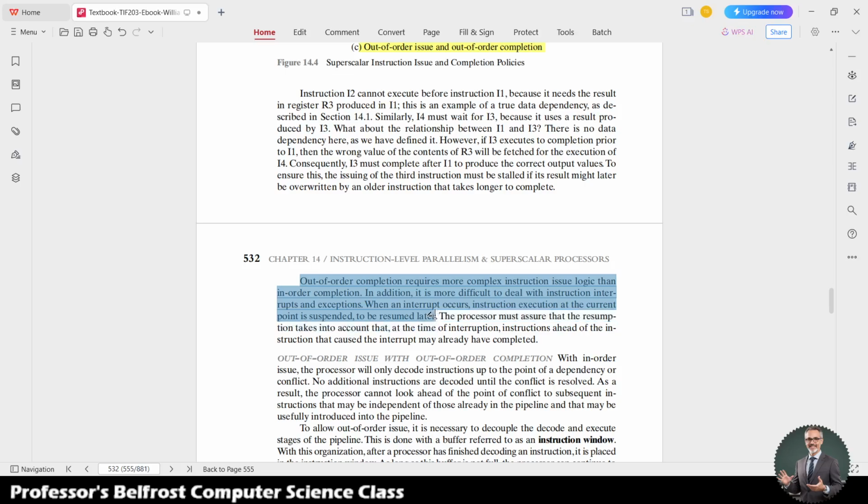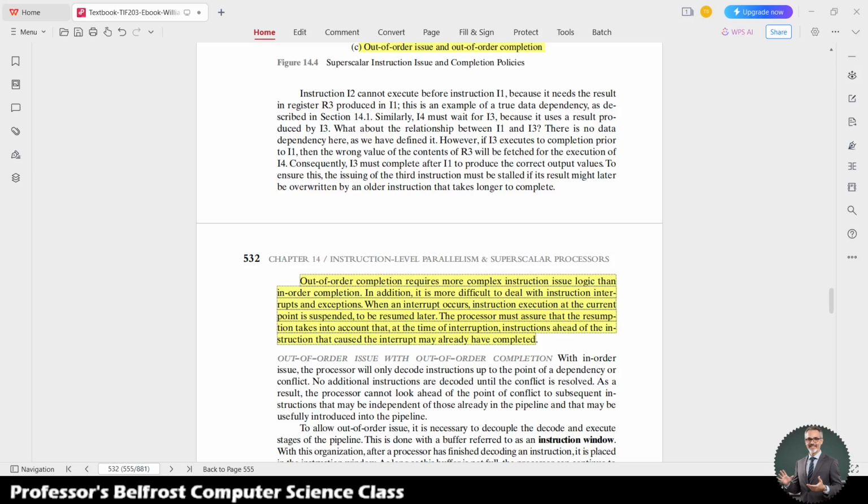Because when an interrupt occurs, instruction execution at the current point is suspended and to be resumed later. Then the processor must assure that the resumption takes into account that, at the time of the interruption, instructions ahead of the instruction that caused the interrupt may already have completed.